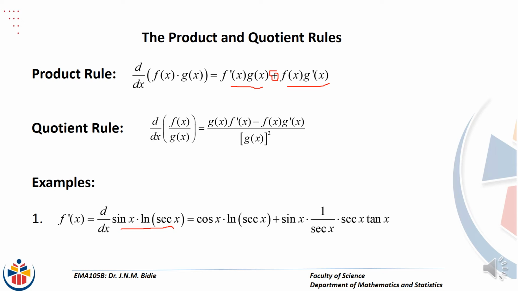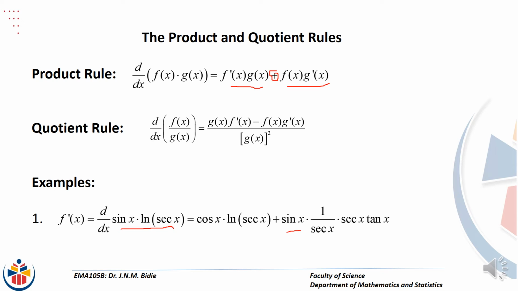So it's cos x times ln sec x plus the original first function, which is sine x, multiplied by the derivative of the second function, which should be 1 over sec x multiplied by the derivative of the argument of ln, which is sec x tan x. If we were asked to simplify, we would get sine x times tan x as the second term.